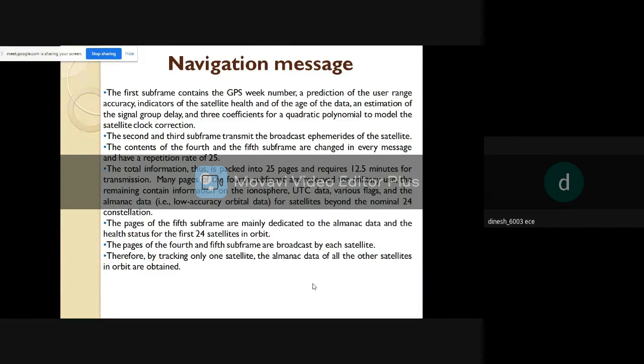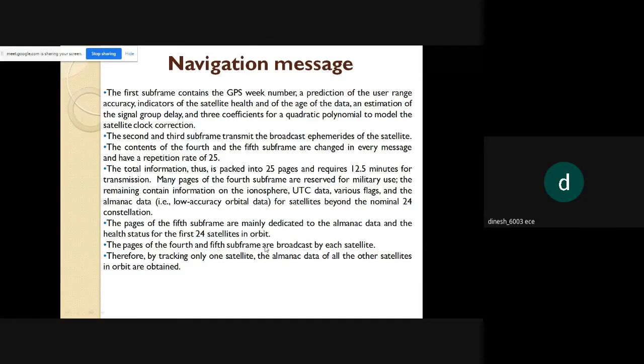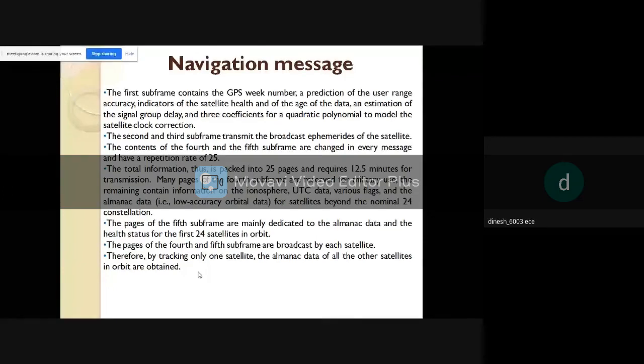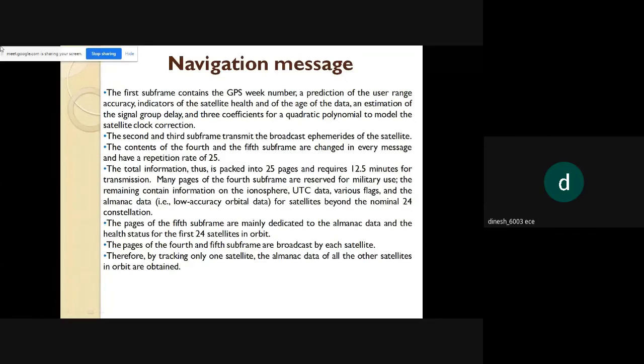Thus the information of UTC, various flags, and other information present in any one satellite, if you are able to track that, we can easily track for the remaining 24 satellites present in orbit, and we can come to a conclusion, or identify in which position the corresponding object we want to determine is present. Okay, so this is about the navigation message.